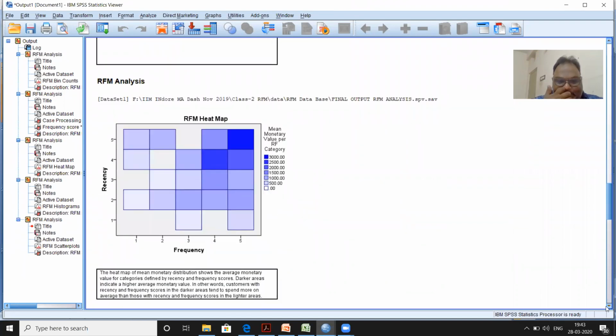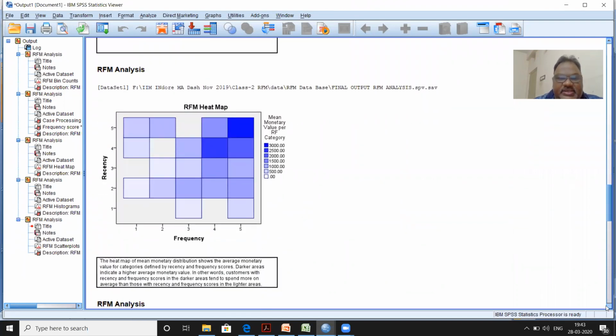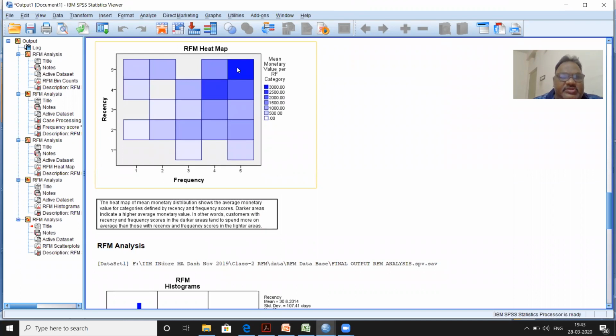This is called a heat map. In the heat map, what you see here is the recency score of 5, 5, 5 only. Most of this I have not found to be a good heat map, because if all of this were dark blue, with all the values coming under this 4 segment, then I could say that the organization is doing better. But here, frequency is 5, recency is 5, and it is a very low number.